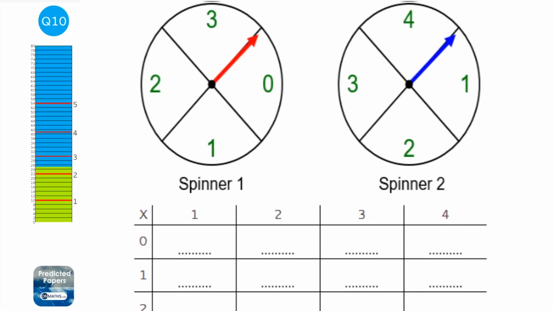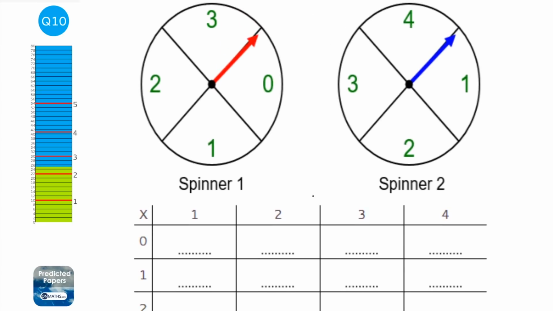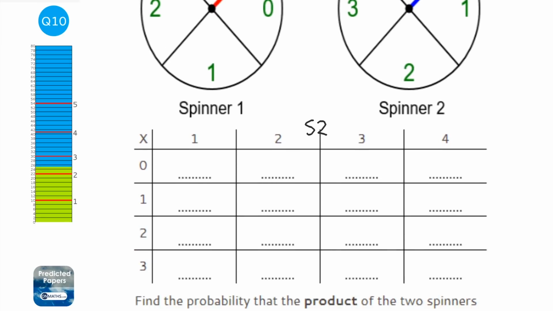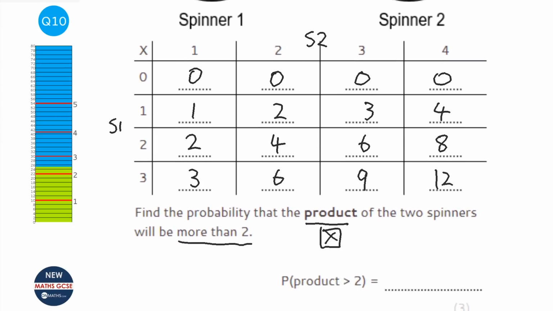So first of all, we're going to do a sample space diagram for this. So we've got the numbers from spinner 2 up here, and the numbers from spinner 1 here. But instead of writing down the combinations, we're just going to write down the answers to the product. So we're going to do 1 times 0, 0. In fact, anything times 0 is 0. Then we're going to do 1 times 1, 1 times 2, 1 times 3, 1 times 4. 2 times 1, 2 times 2, 2 times 3, 2 times 4, and 3 times 1, 3 times 2, 3 times 3, and 3 times 4. So these are all our possible answers when we spin these 2 spinners.